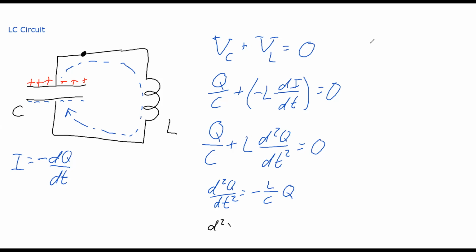So let me write this here. Okay, so does that look familiar? Right, that equation here. This is the equation for the simple harmonic motion of a spring, right?